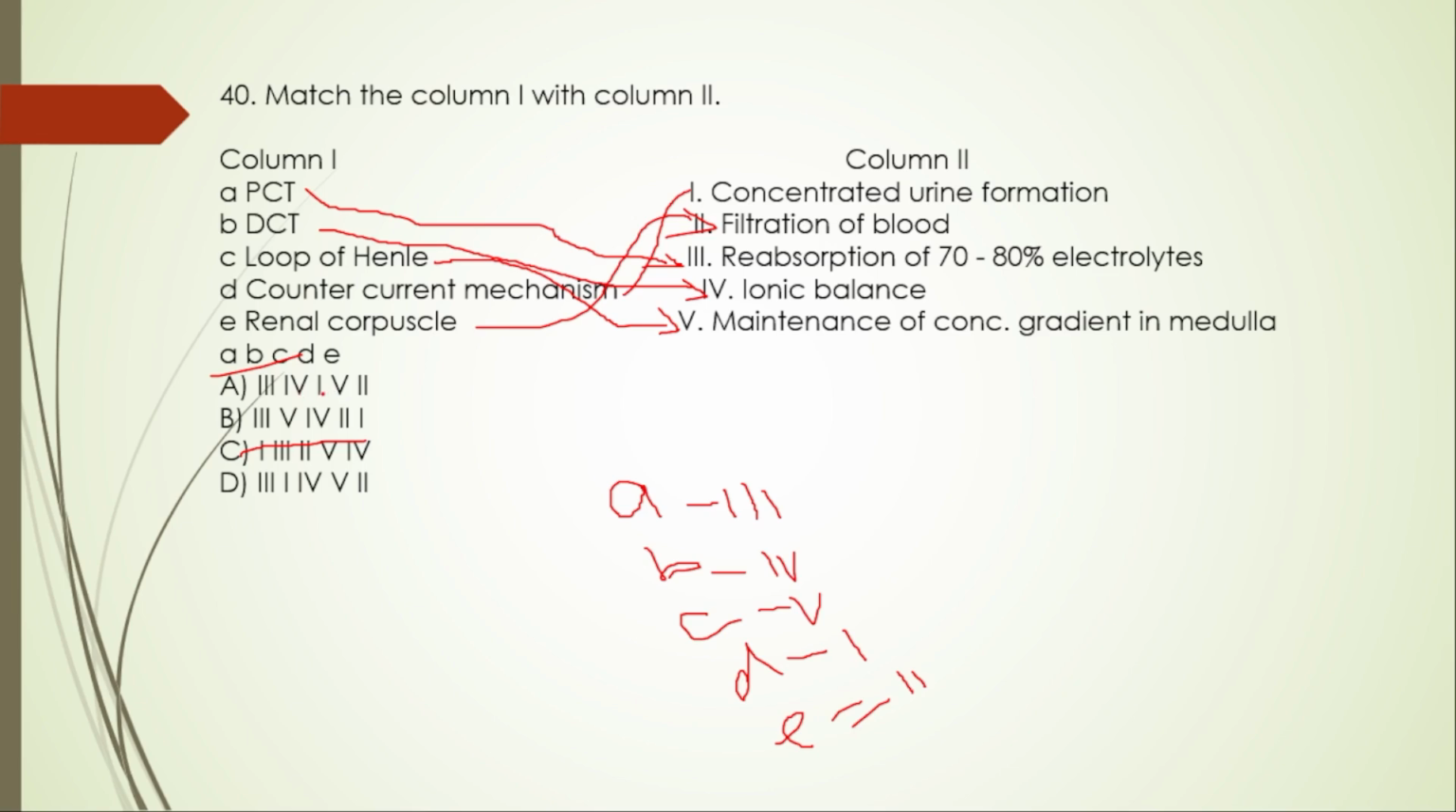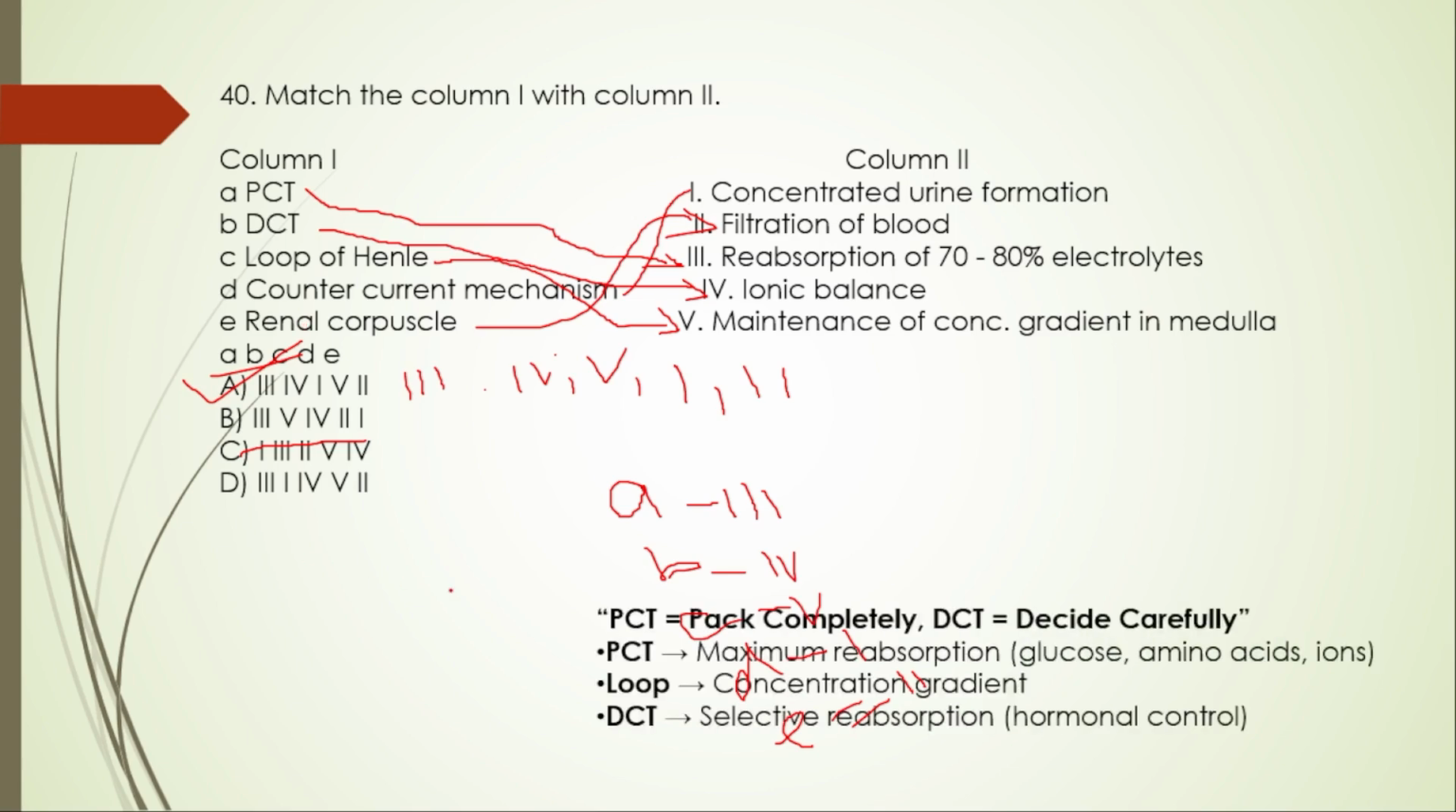3, 4, 5, 1, 2. So this one is right, but slightly change. Make it as 3, 4, 5, 1 and then 2. So the right option is option A itself.